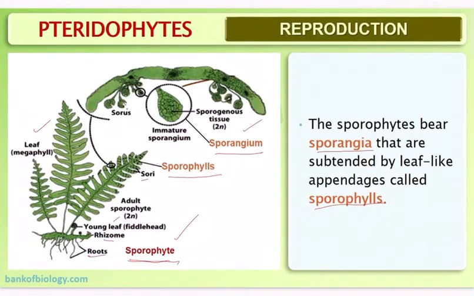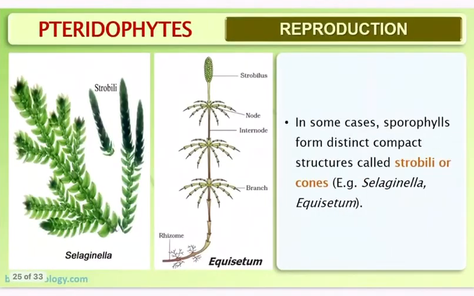We can see roots here, rhizome, young leaves, then sori, then megasporophyll, big leaves. We are taking up this one leaf, and in the leaf we are seeing this sorus. We are further expanding that sorus, which is having sporangium. The sporangium on maturity will have the spores. Spores get released. That's why we say sporophyte is dominant.